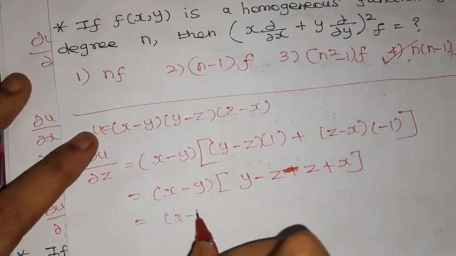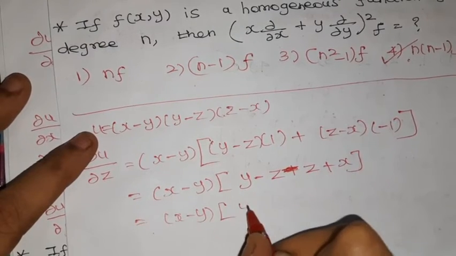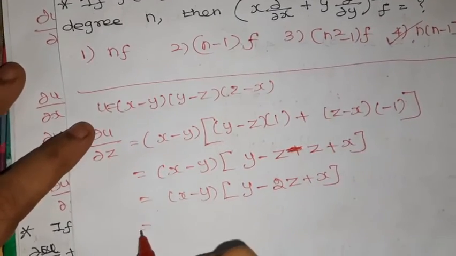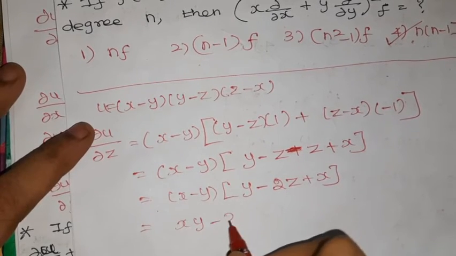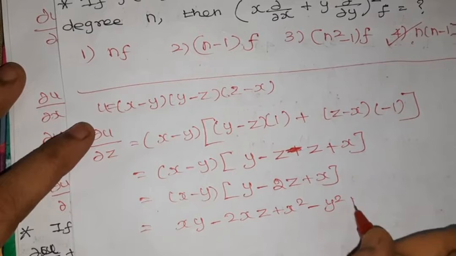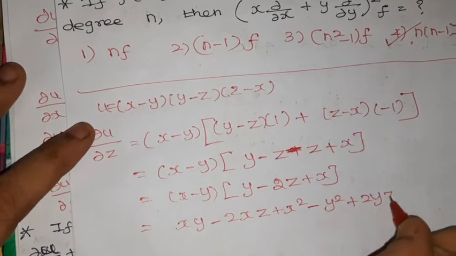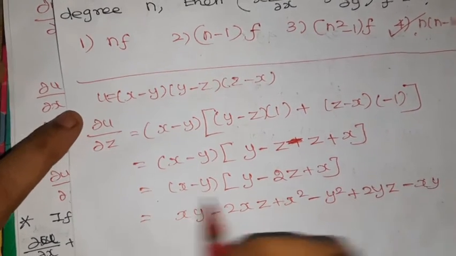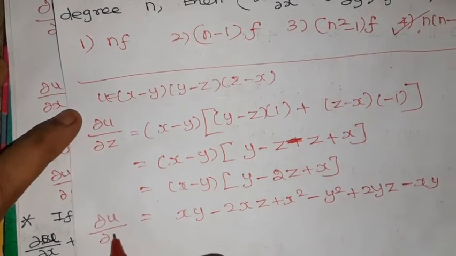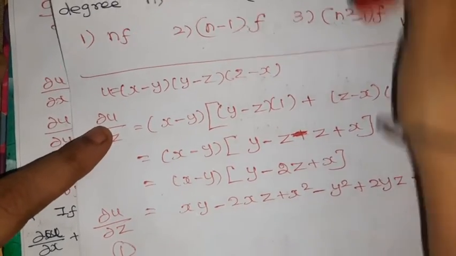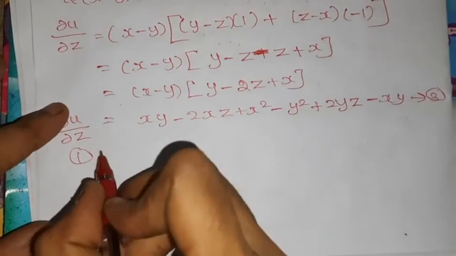So (x minus y) into (y minus 2z plus x), that is xy minus 2xz plus x square minus y square plus 2yz minus xy. This is dou u by dou z. Next, what we need to do, adding 1, 2, 3. Adding equations 1, 2, 3.